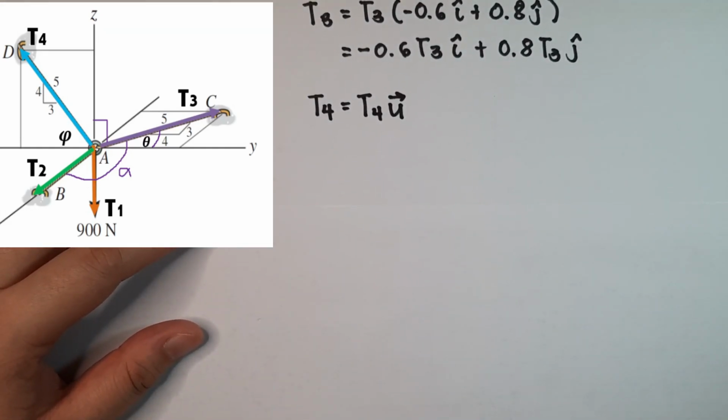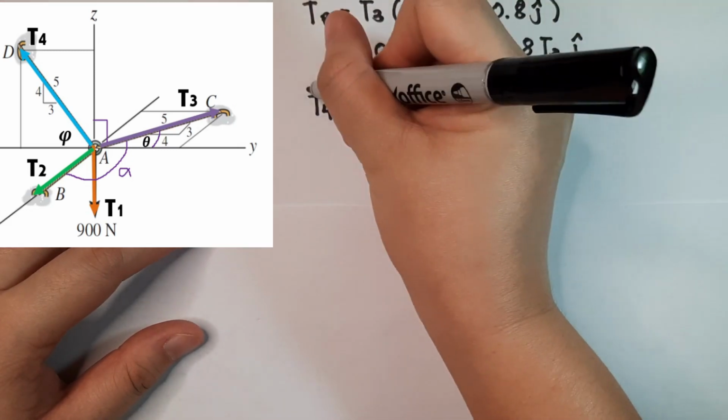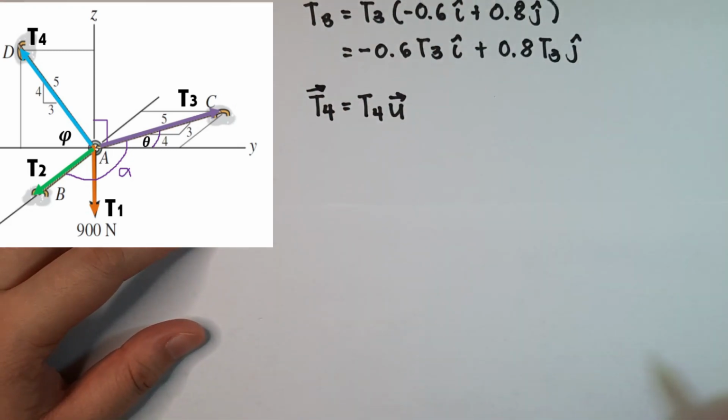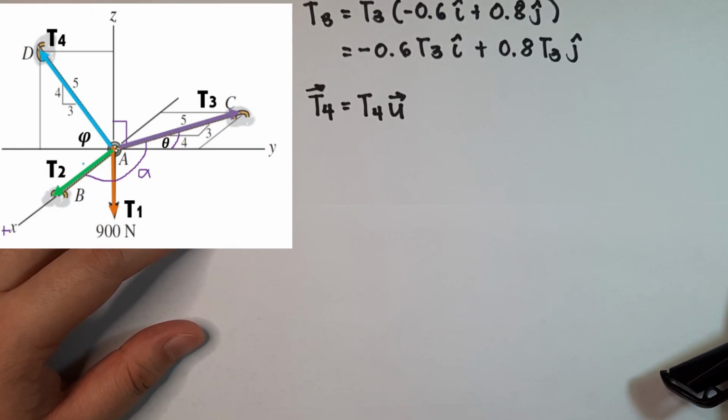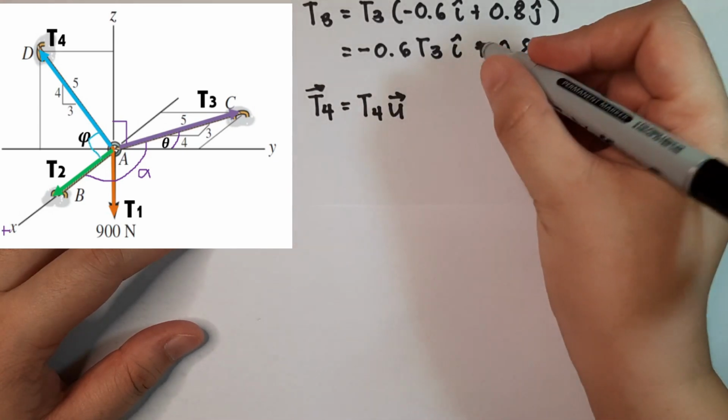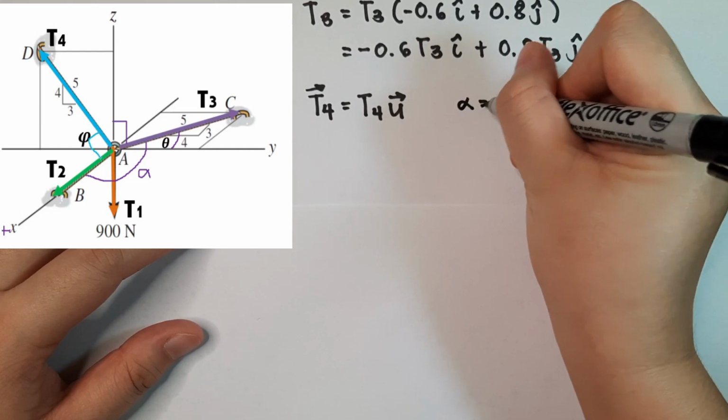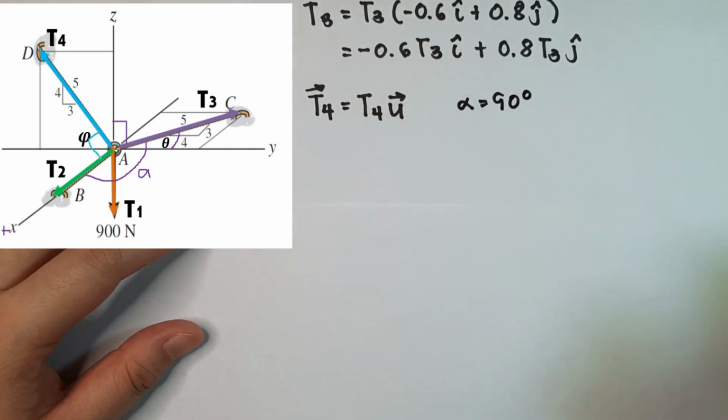The unit vector u is equal to cosine alpha i hat plus cosine beta j hat plus cosine gamma k hat, to find the unit vector and to find the force vector T4. So let's look at T4. What is the angle of this vector to positive x? That is definitely 90. So here alpha is 90 degrees.